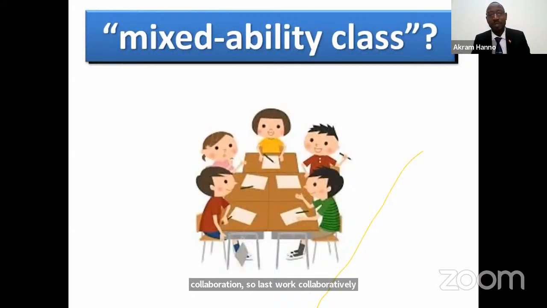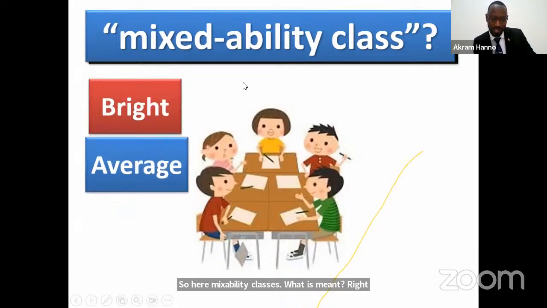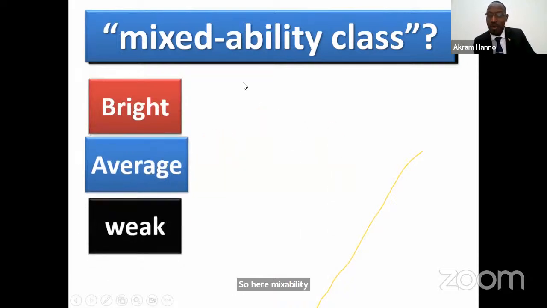Okay, here's the question. What is meant by mixed ability class? What do I mean, or what is meant, when we are talking about semantics and pragmatics? Because when you are talking about what does X mean and what do you mean by X or Y or whatever. So here, mixed ability classes, what is meant? Strong, average and weak.